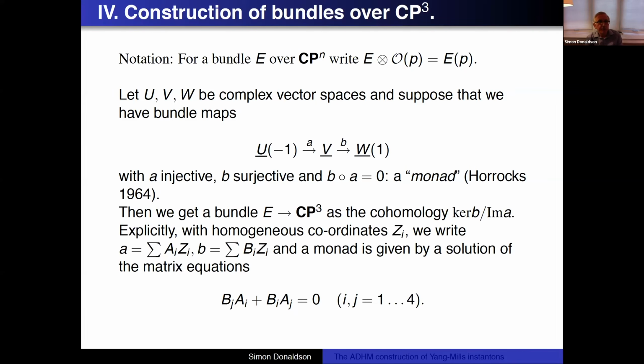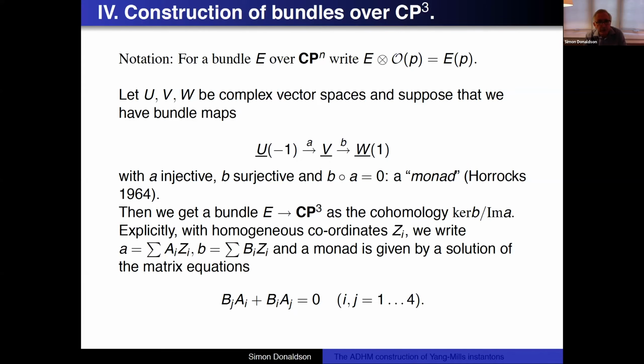Then we get a bundle by taking the cohomology. We take the kernel of B and divide by the image of A. Now this is somehow a combination of the two more familiar things, either considering subbundles of a trivial bundle or quotient bundles of a trivial bundle. Here we're doing a combination of the two.